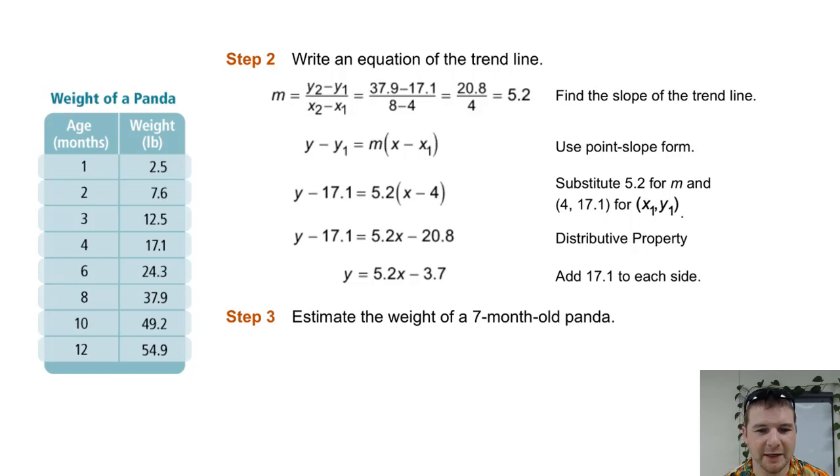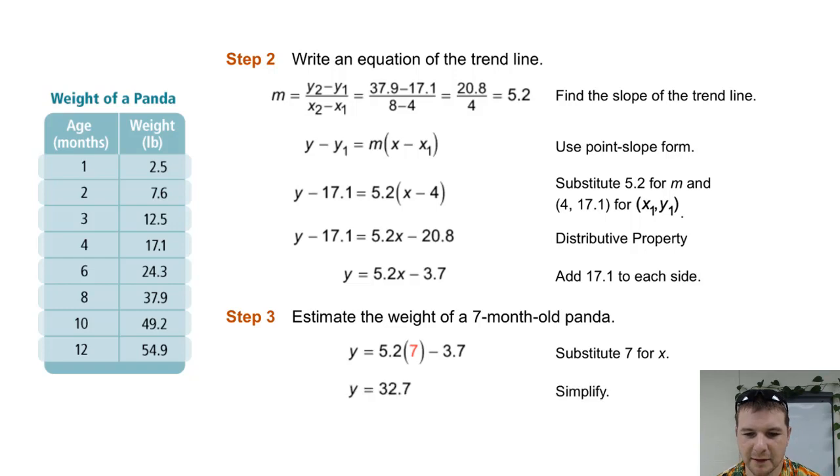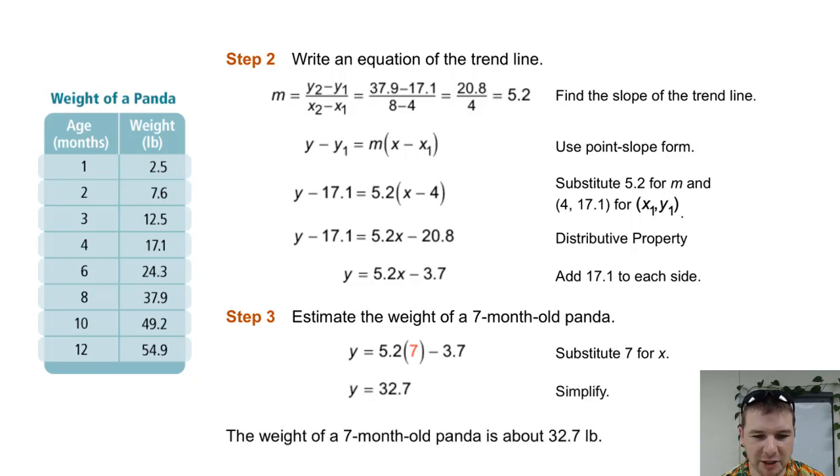So this is an example of interpolation. y equals 5.2 times 7, representing 7 months, minus 3.7. y equals 32.7. So our prediction: the weight of a 7-month-old panda is about 32.7 pounds.